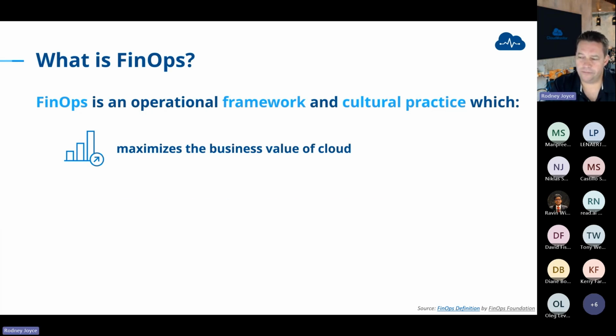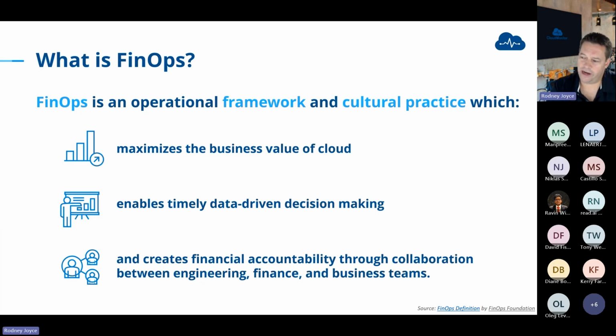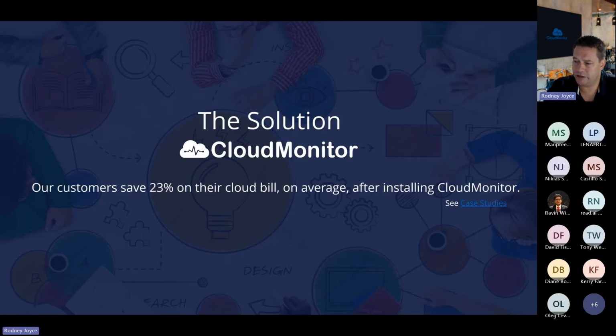In order to do this, though, we need timely, data-driven decision-making. And in order to get this, we need very accurate, up-to-date reporting. And this creates a financial accountability between the different disciplines. Now, our product, our aim is to achieve this. So our solution is CloudMonitor. On average, customers save around 23% on their cloud bill if they follow the recommendations and implement the FinOps practices. We've got various case studies on our website.